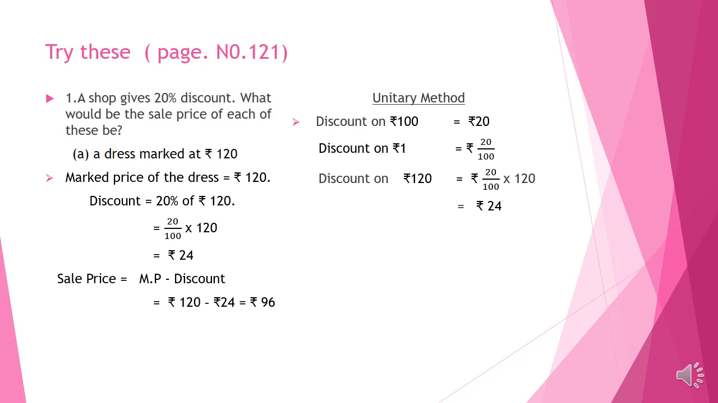By unitary method, how can you do, children? Discount here 20%. It means discount on rupees 100 is rupees 20. So discount on rupees 1 is equal to 20 by 100. Therefore discount on rupees 120 is equal to 20 by 100 into 120. So we get rupees 24. Here also we got the same answer, rupees 24. Now we have to find sale price as we did in the earlier case. So sale price equal to marked price minus discount. Rupees 120 minus rupees 24 is equal to rupees 96. You can do any method from this. Okay children?